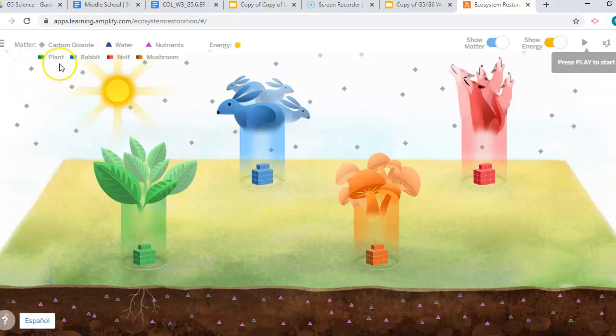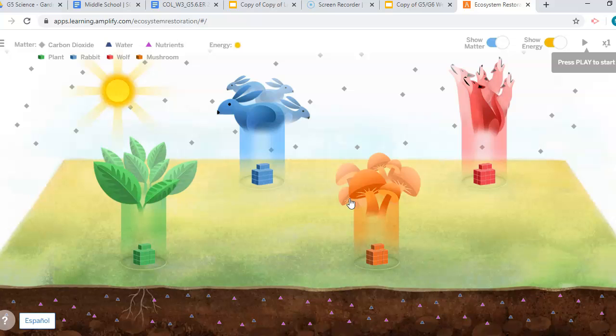Here, we notice we have our carbon dioxide, which is our diamonds, water, which is our half triangles, nutrients, and energy, which is our sun. We also have plants, rabbits, wolf, and mushrooms. Now, in this image, I have decomposers, producers, and consumers. My plants are my producers, and my rabbits and wolves are my consumers. My mushrooms are my decomposers. By looking at this simple food chain, I wonder what will happen if I remove an organism and what will happen when I place it back.